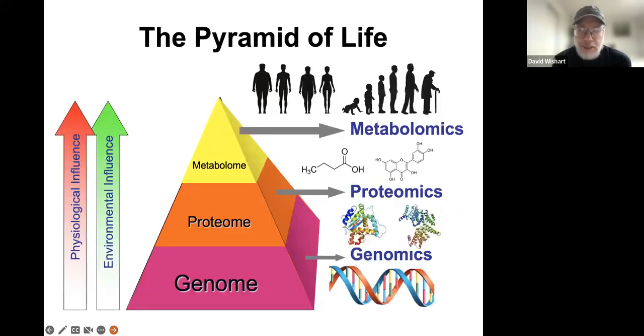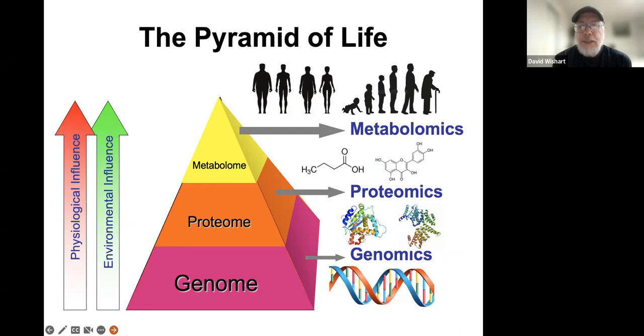One way of thinking about metabolomics is this diagram I often show, which is something I call the pyramid of life. At the base of that pyramid is the genome. That's the DNA that's in every cell. The genome codes for the proteome, and the proteome is there really to help manipulate and catalyze and transport the metabolome, or metabolites. So we use genomics to study the genome, proteomics to study the proteome, and metabolomics to study the metabolome.